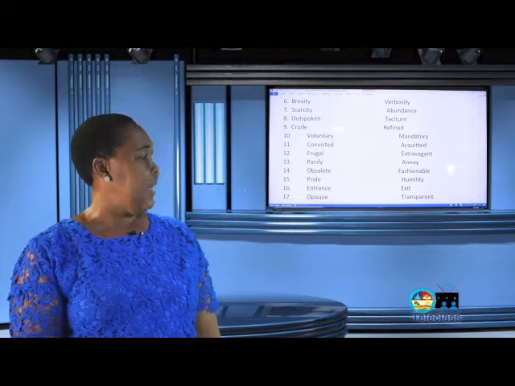Then the 11th one is convicted. When someone is being convicted, it means the person is guilty of an offense. So the opposite of it is acquitted. Acquitted means you are not guilty. Then number 12 is frugal. Frugal means economical. When you are frugal, that means you can manage things. You are economical. So the opposite is extravagant, when you are wasteful.